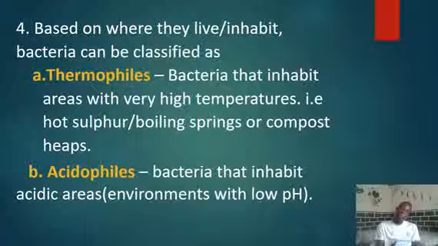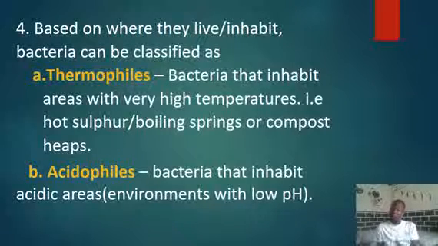Now let's get the fourth way by which we classify bacteria, or we group bacteria. Now this is based on where they live or where they inhabit. So according to this, we can classify or group them into 4 main categories. And the first and foremost is the thermophiles. Now the word thermo is not new to you. In physics, remember thermal energy. So anytime you hear the word thermo, it's related to heat or temperature. So let's take note of that one.